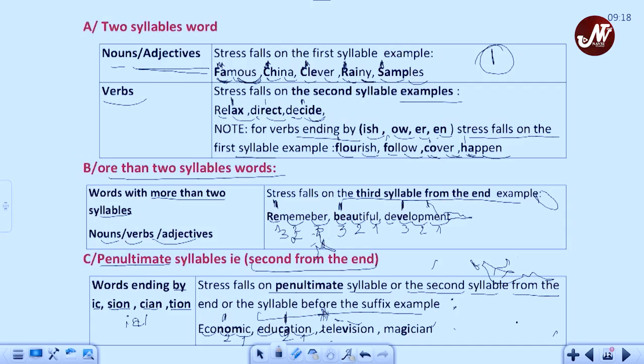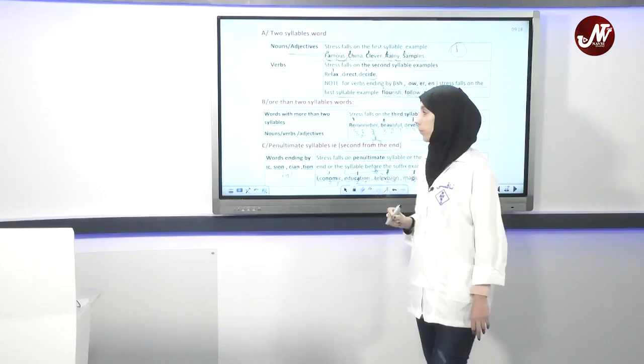Then we have television. So jen, the first syllable, and v, the second syllable, so we stress here the second one. Then magician. So first syllable, the penultimate syllable, so we stress the penultimate syllable.